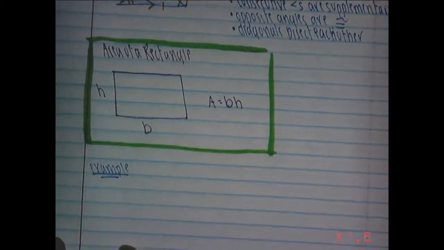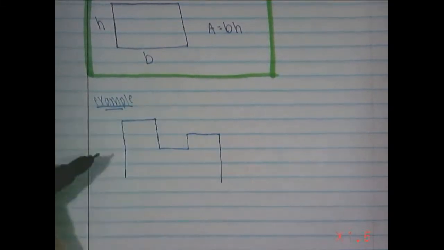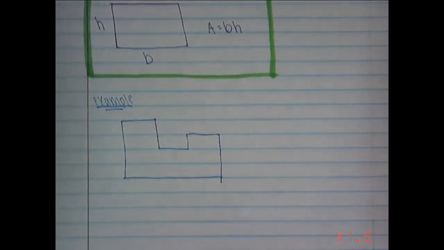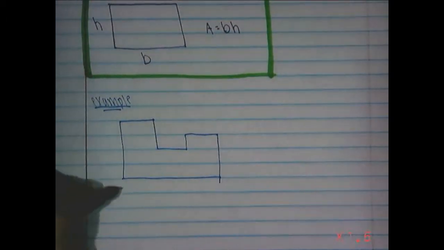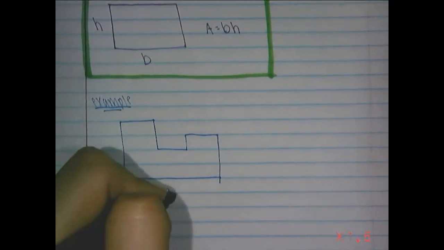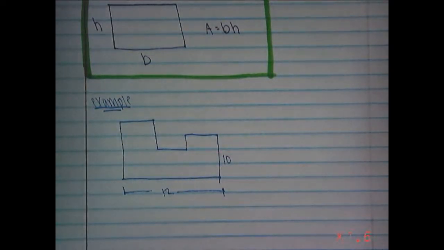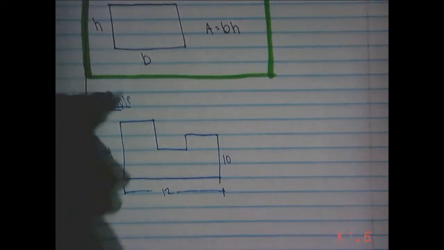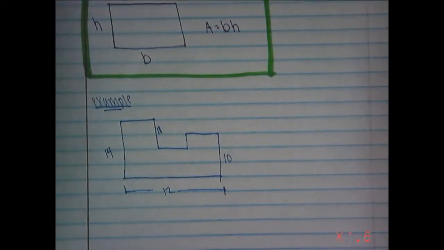So let's do an example trying to find these areas. Maybe I'm going too fast. Sorry if I am. What I'm going to draw is going to look like a little city skyline, so bear with me. I'm going to tell you that this whole piece down here is 12. This height over here is 10. This height over here is 14. And this height right there is 11.